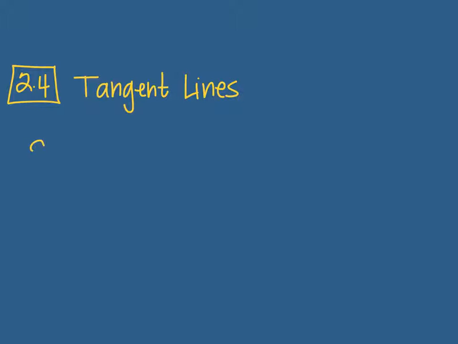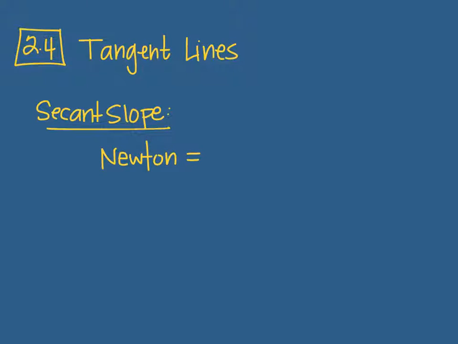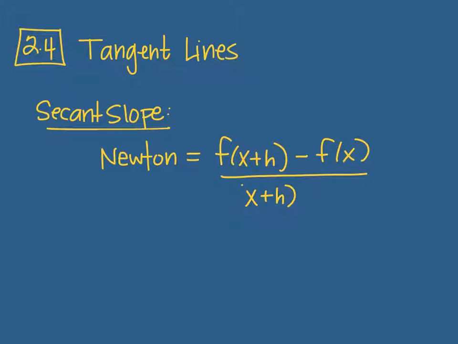All right, so we have a secant line, secant slope. Newton and Leibniz defined it similarly, but they used different notation. Newton said that secant slope was f of x plus h minus f of x over x plus h minus x. So that's y2 minus y1 over x2 minus x1. So that was how Newton did it.